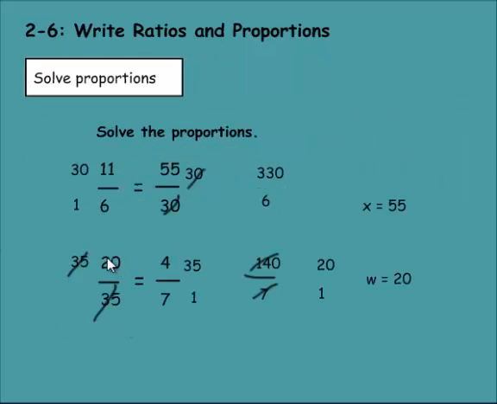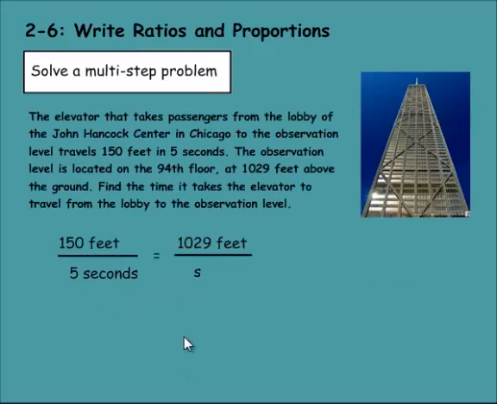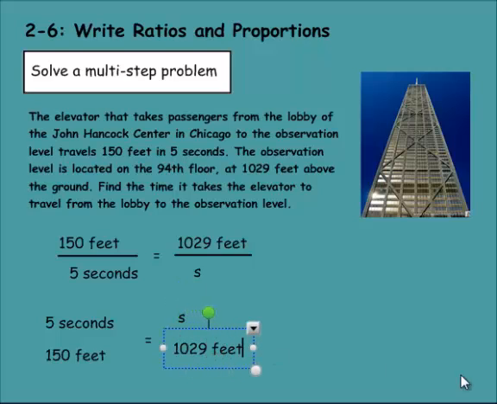See, we had W over here and X over here. I've already replaced them, but they were both on the top. Did you know if you flip this one, you can flip this one as well, and that would be the same proportion. So let's do that. 5 seconds over 150 feet equals S seconds over 1,029 feet. And we have the same proportion, which will be much easier to solve. So if you ever get stuck like that, just switch the proportions around.